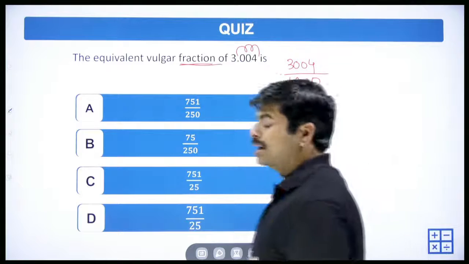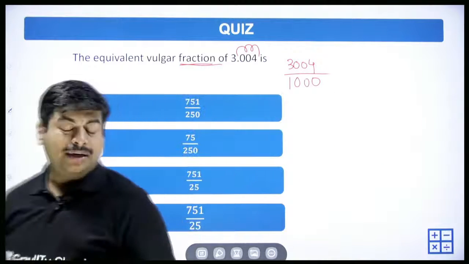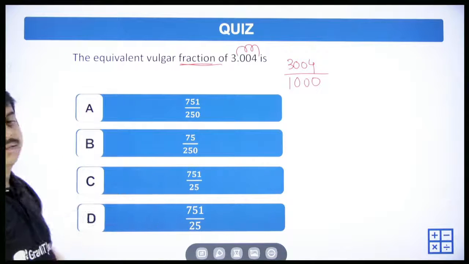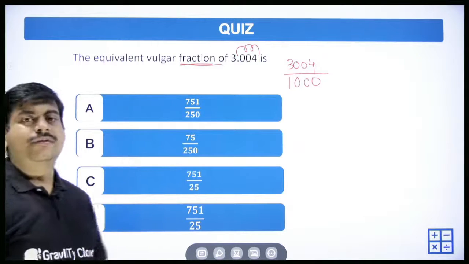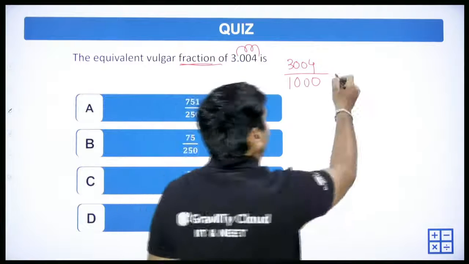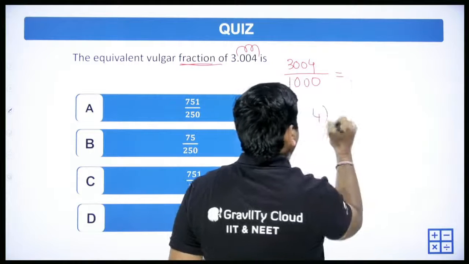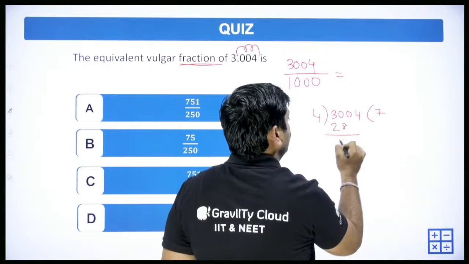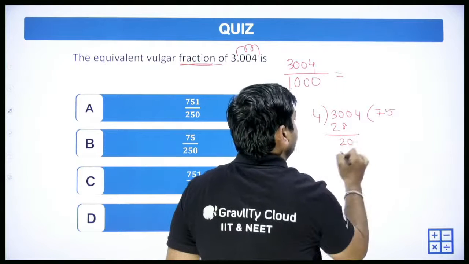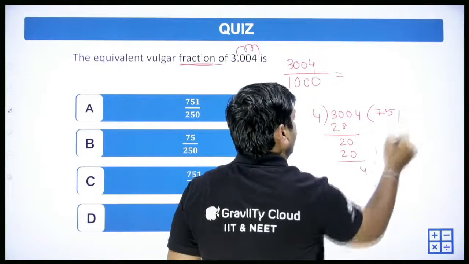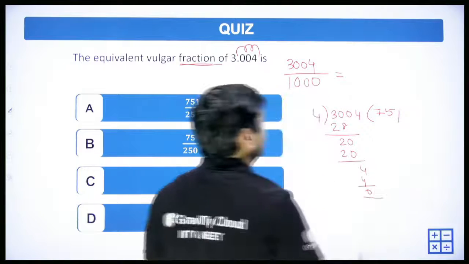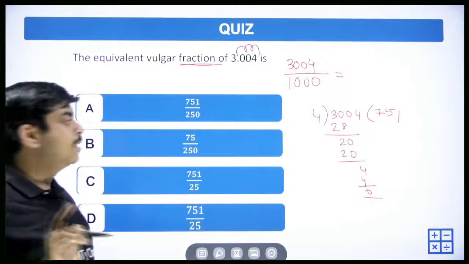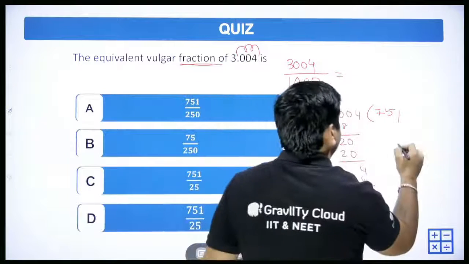So now try to solve it and get the correct option. Either it is 250 or 25. How to write that? First divide by 4. So 4 into 3004: 4 sevens are 28, 2, 0. 4 fives are 20, 0, 4. 4 ones are 4. It is 751, right? 751, we have all 3 options. 751 by 1000.